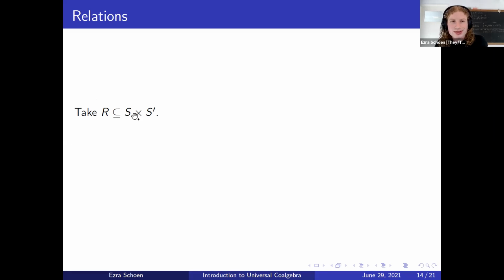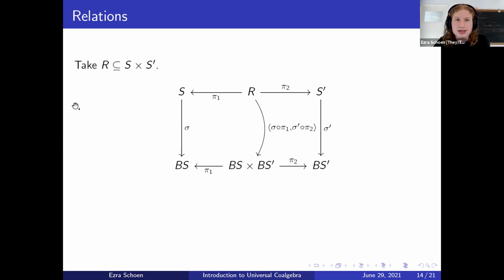So let's take some relation between two sets of states, and we're assuming these have some coalgebra structure on them. Then we can draw this diagram, and this is a commutative diagram. Because what do we do? Well, if we have a relation R, we can project on both coordinates and then take the coalgebra transitions. And then, by definition of the product, this is a universal property, there's a unique map here that makes it commute.